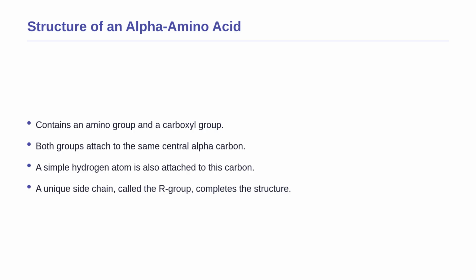Now that we understand their role as building blocks, let us look at their actual structure. Formally, an alpha-amino acid is an organic molecule that contains both a basic amino group and an acidic carboxyl group. The key feature is that both of these groups are attached to the exact same central carbon atom, which we call the alpha carbon. Attached to this alpha carbon are four distinct components: the amino group, the carboxyl group, a simple hydrogen atom, and a unique side chain known as the R group. It is this specific arrangement that defines the molecule.